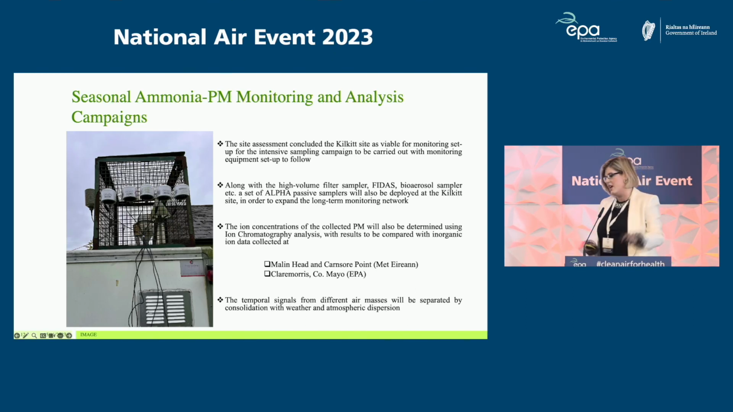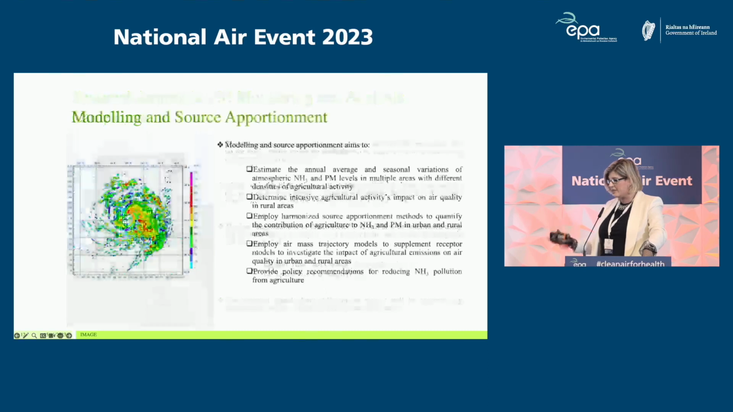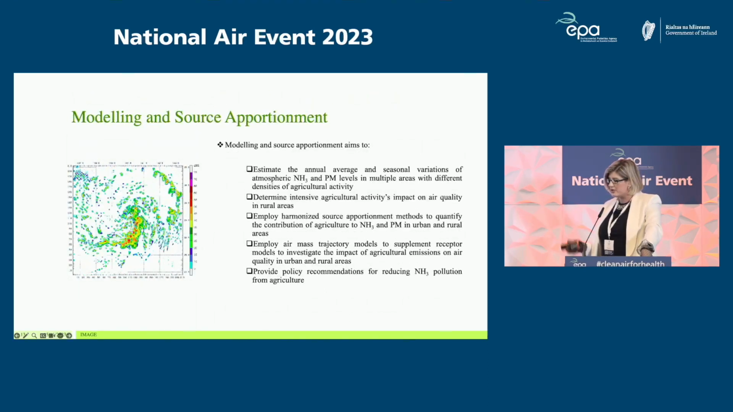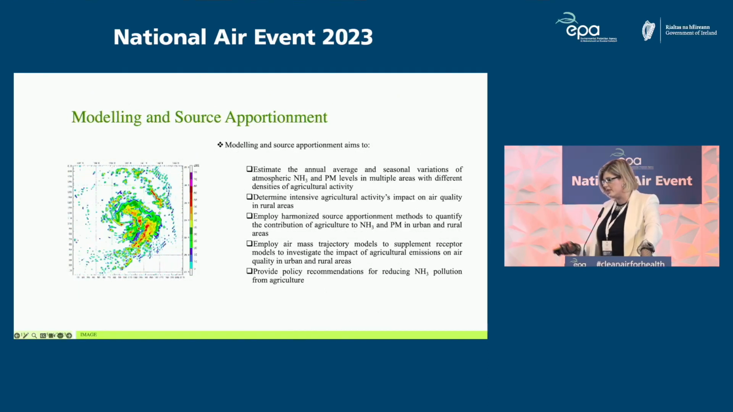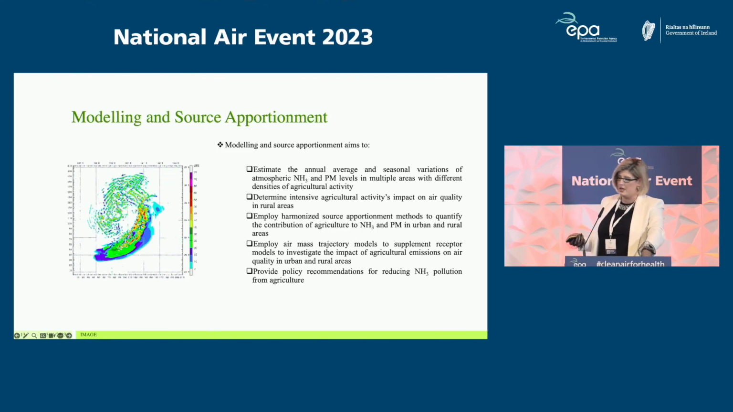So the site assessment that we went with was for the site Kilkit. It has been assessed fully. We assessed the entire geographical maps, had a look at what's around it, what could affect it. And then the data out of this will be compared with Malin Head, Cannon Point and Claremorris, and then the temporal signals from air masses will be separated by consolidation with weather and atmospheric dispersion.